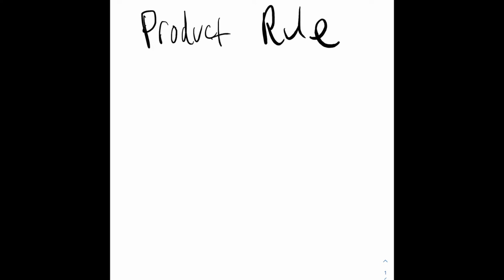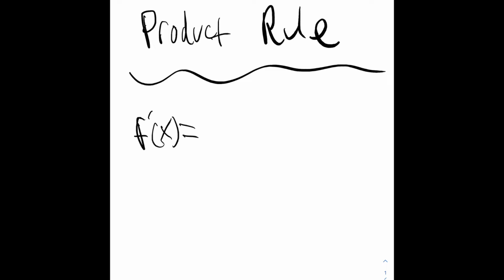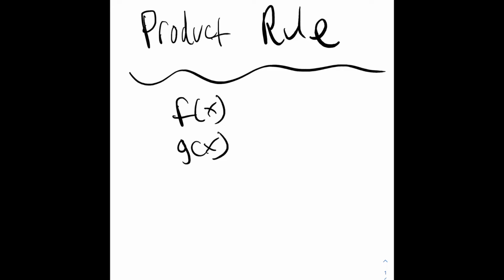All right, in this lesson, we are going to talk about the product rule, or the product property, when finding derivatives. So it basically works like this. Let's say that we have two functions, f of x and g of x, and we're going to multiply these two functions, f of x times g of x. We'll just call this h of x.